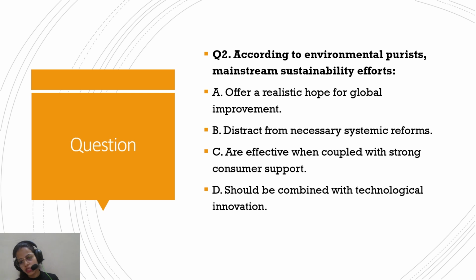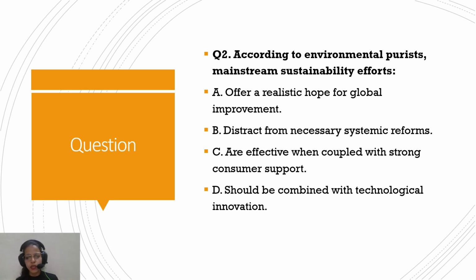Option B, distract from necessary systemic reform. No, that's not the case. They have not distracted from necessary reform. Option D, should be combined with technological innovation. There has been no such talk about technological innovation in the whole paragraph. So D should be easiest to remove.